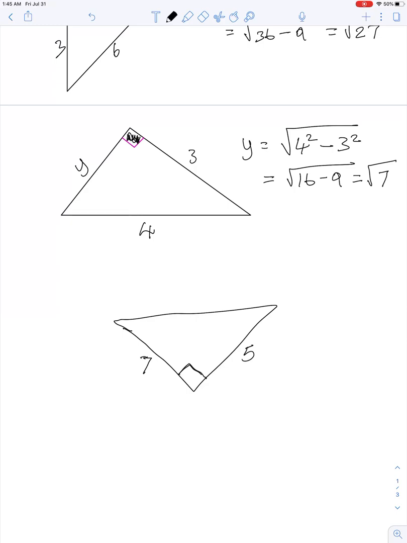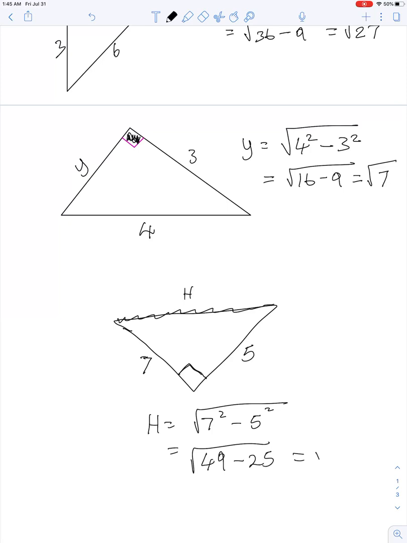So which side is my long side? This side is my long side. So that means I'm looking for my long side. So let's call this h again. So h should be equal to the square root of 7 squared minus 5 squared. So 7 sevens is 49, I think, if I'm not mistaken, minus 25. That should be equal to the square root of 24. And you could use your calculator to figure out what the square root of 24 is.